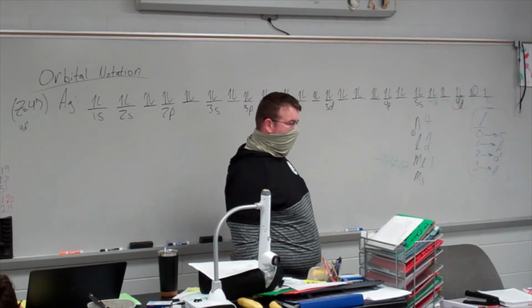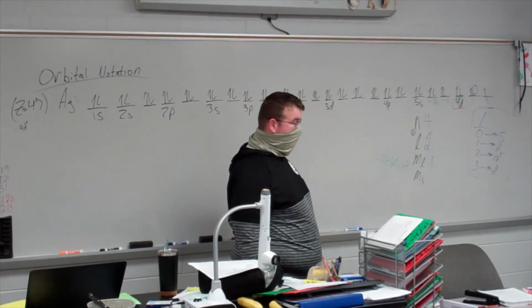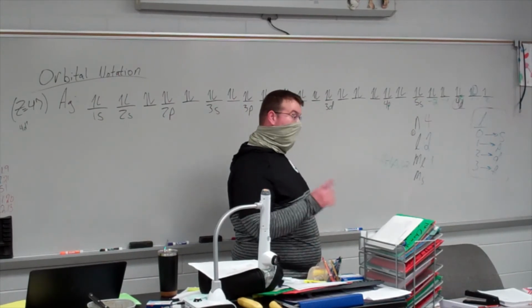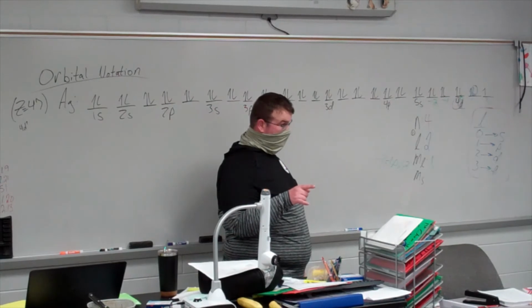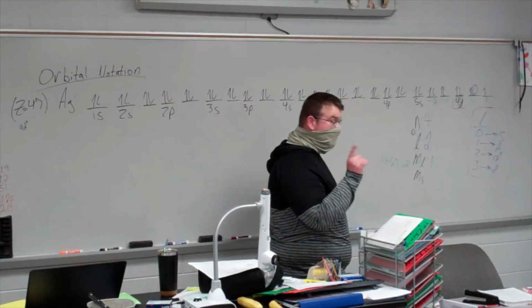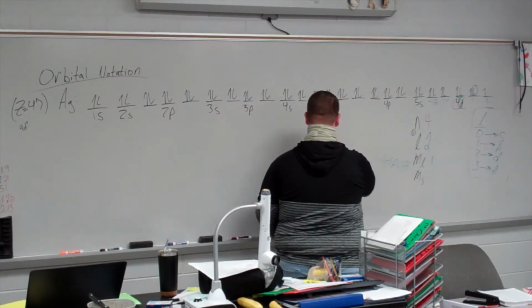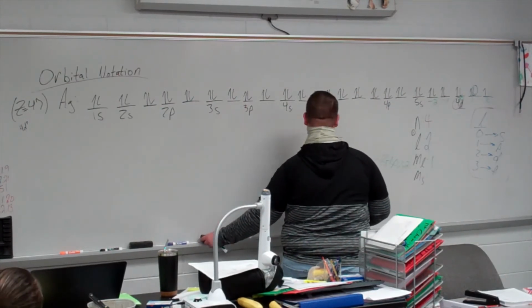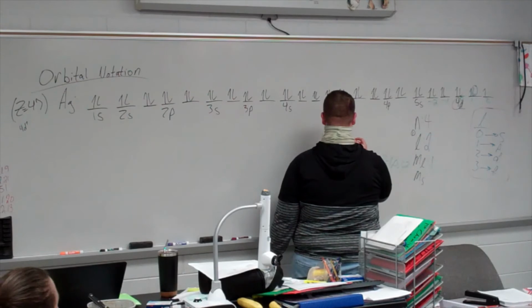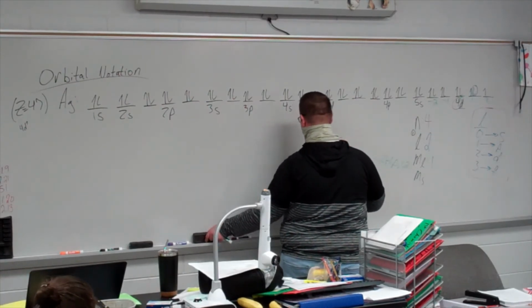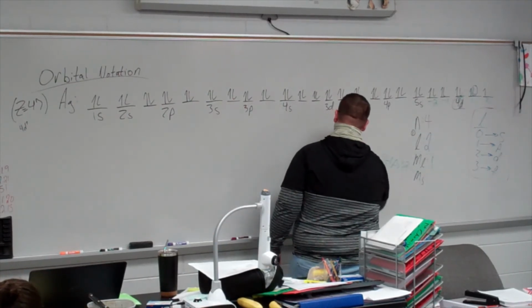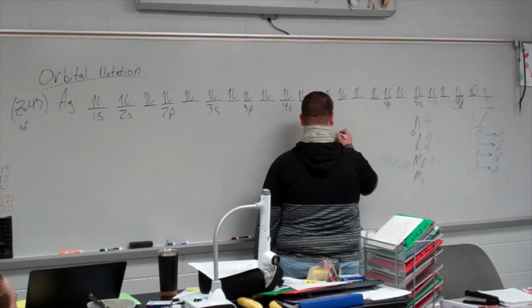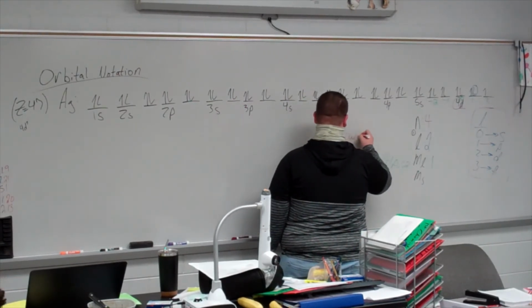Wouldn't N be 5? Because I thought N tells you the row. N will tell me the row. But remember, for D block, N equals row minus 1. No, L is 2. Wait a second here, hold on. Remember we did the orbital notations? Yes. N equals row minus 1.